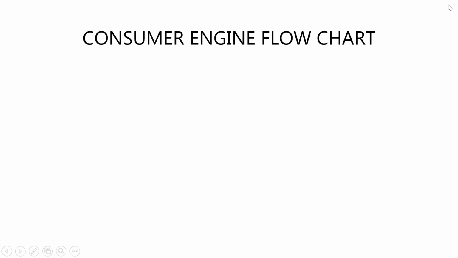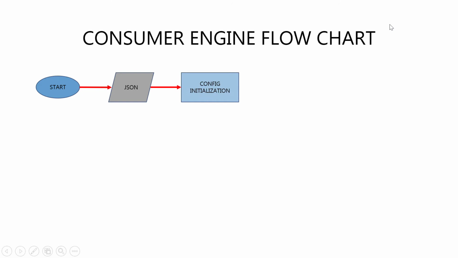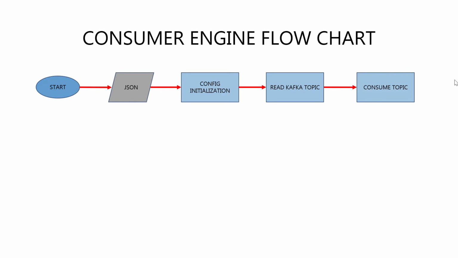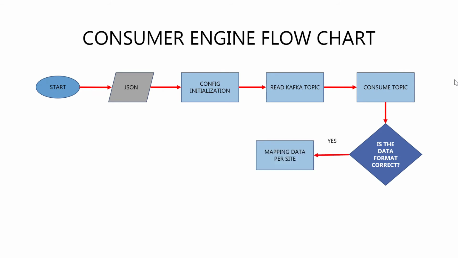This is a flowchart from the code of Consumer Engine. Starting from input JSON, then continue to set up all the requirements needed to initiate the configuration step. Next step is to read Kafka topic. Consume the topic as JSON format. If the JSON format is correct with the site format, then start mapping the data. If not, print data error and stop.